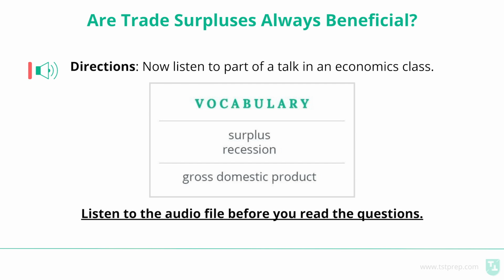Directions. Now listen to part of a talk in an economics class.